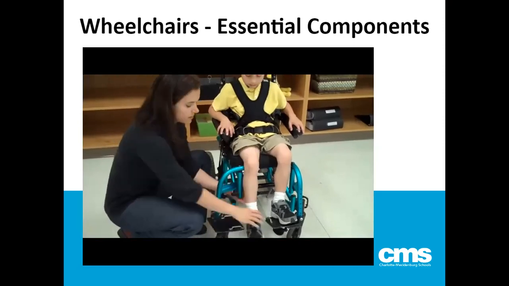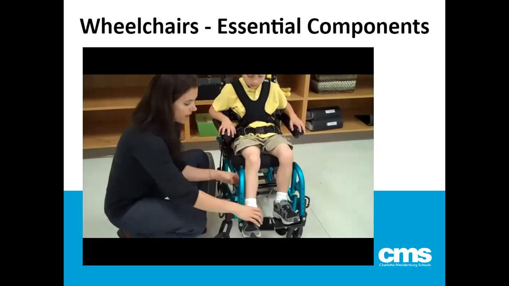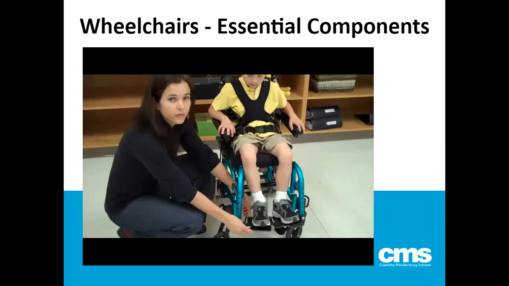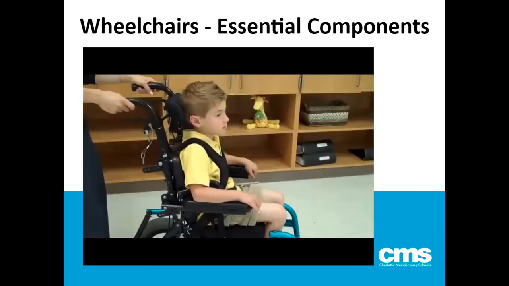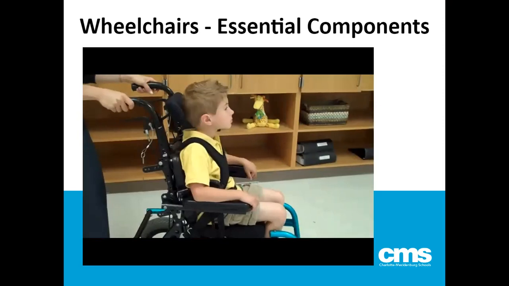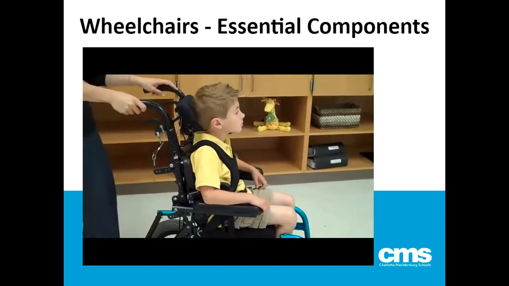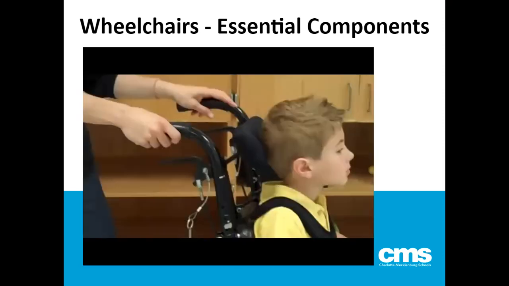You may also notice some footrests will have components that help keep the child's foot secured to the foot plate. Some wheelchairs have a tilt mechanism that can be used to give pressure relief to the student's sacrum or bottom after they've been sitting upright for long periods of time at school. Some wheelchairs will have this tilt control in the back, which you can control with a foot lever. This wheelchair, the tilt release is located on the back canes.